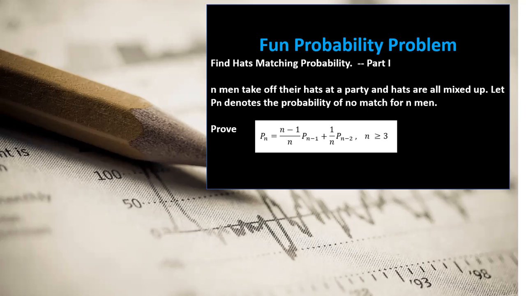The first thing we want to prove is that Pn is equal to (n minus 1) over n times Pn minus 1, plus 1 over n times Pn minus 2, for n greater than or equal to 3. Okay, so let's go to our whiteboard and start to work on this problem.